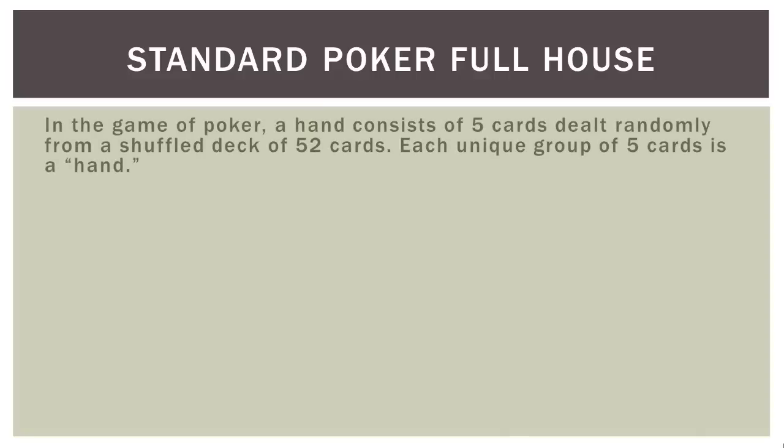If you want to learn poker, there are many sites and resources where you can learn more about poker itself, but I'm not going to explain the actual game. So, in the game of poker, a hand consists of five cards dealt randomly from a shuffled deck of 52 cards. So, usually you deal one card to each person, then you go around and deal another card to each person, and so on and so forth, till everyone has five cards, and that's random. So, each unique group of five cards is called a hand. So, you have five cards, you look at them, and that's your hand.